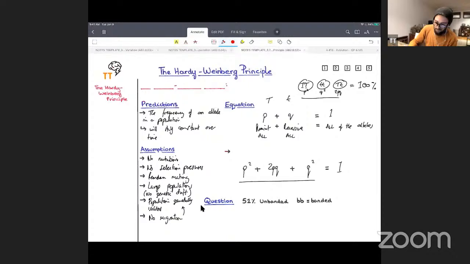Oh, this is the tricky one. Okay, so what do we know? We know that you've got the two alleles of a gene.